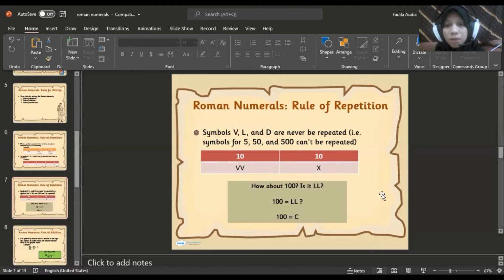So, okay, how about 100? Is it LL? The answer is no. We know from the previous slide that C is equal to 100. So, 100 is equal to C. So, if we write LL, or like VV, it is against the rule.